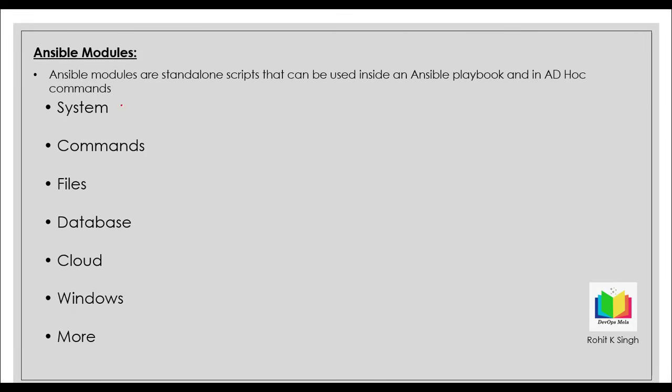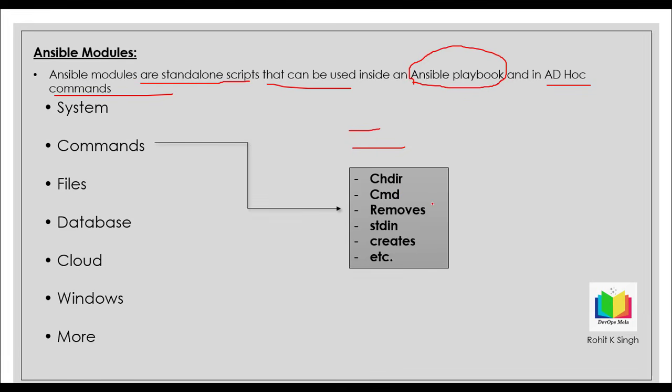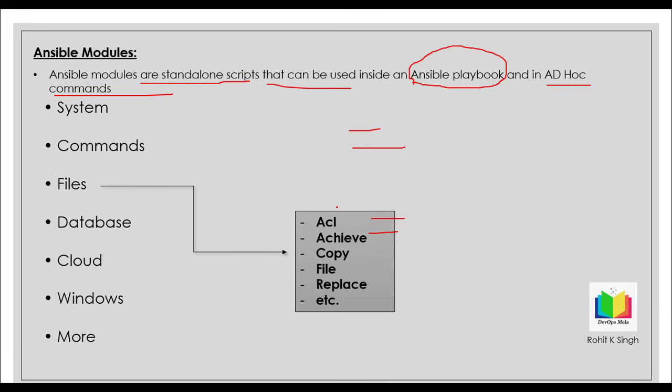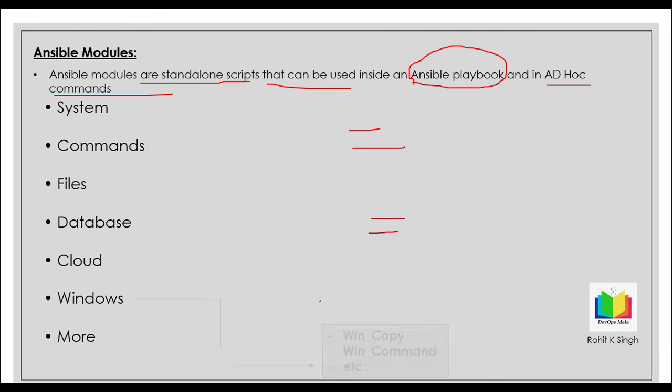Ansible modules are basically standalone scripts that can be used inside an Ansible playbook. So when you write the playbook, these are the modules which you will be calling inside the playbook, and in ad-hoc commands also. There are system related modules, like if you want something related to cron, firewalld, hostname. There are command modules like remove, standard input, creates. There are file modules, we'll see the file module also: copy, file, replace. We've got database modules, cloud modules, Windows modules, and there are many more.